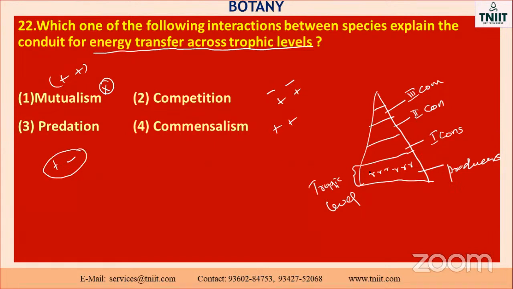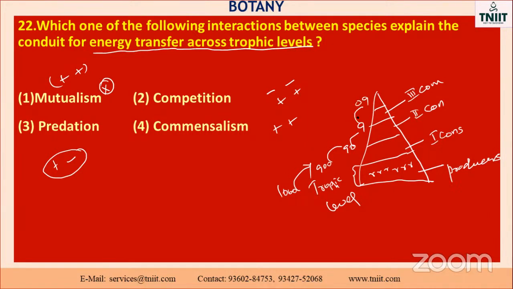The trophic level, what happened? It may be transferred from one to another. Interaction between species explains the context for energy transfer. Energy transfer means, here we already discussed, 1000 plant is there, no? Here 10% of the energy is transferred. So it will get 100, then 900 to 10 means 90. Okay. 90 to 9, 9 to 0.9.